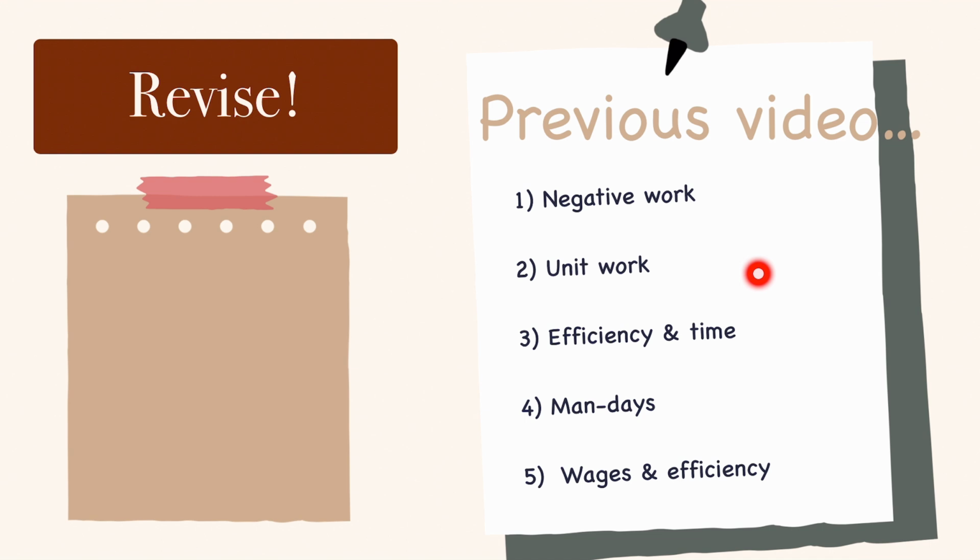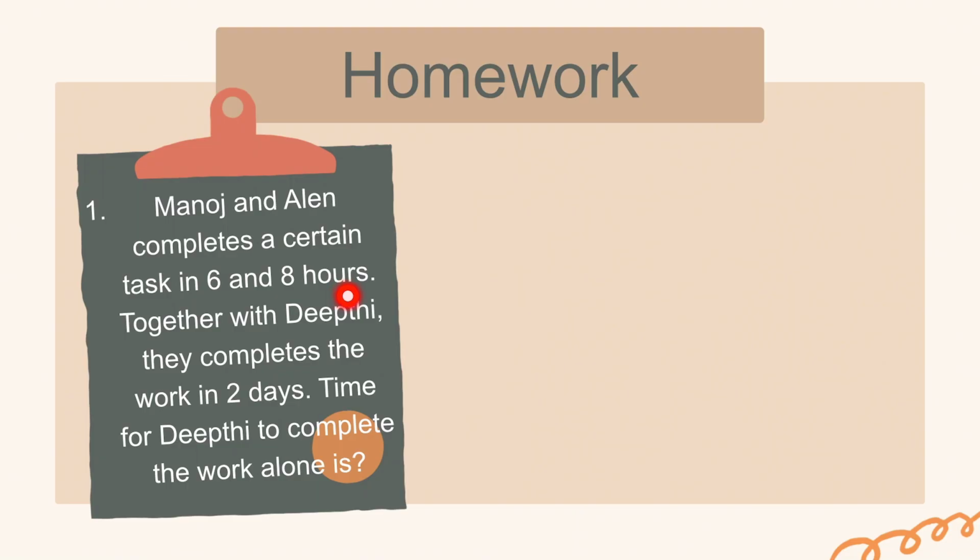Here I have brought some questions. Before that, let's see the homework question from the last video. Manoj and Alan complete a certain task in 6 and 8 hours. Together with Deepthi, they complete the work in 2 days. Time for Deepthi to complete the work alone is.